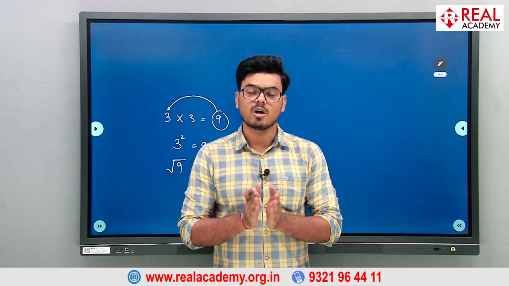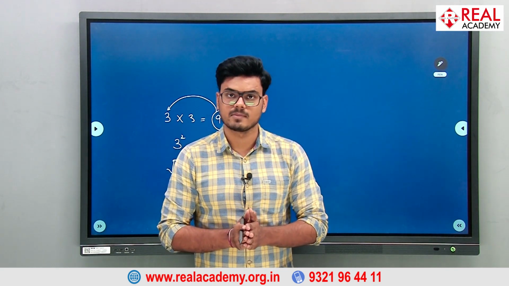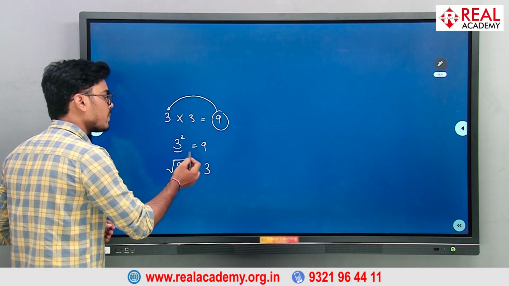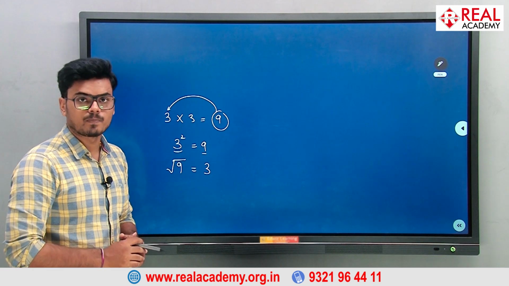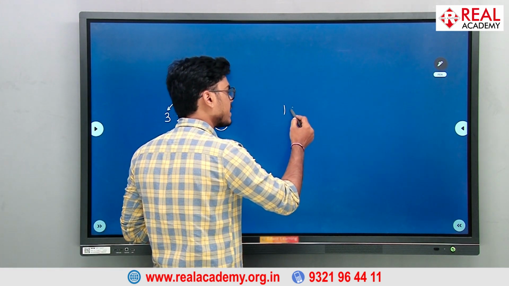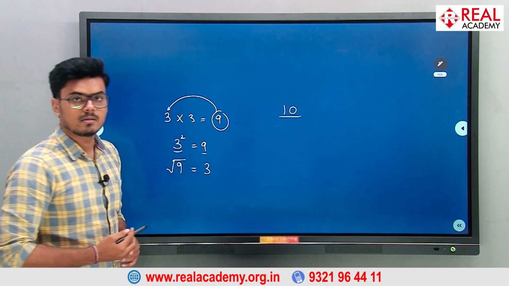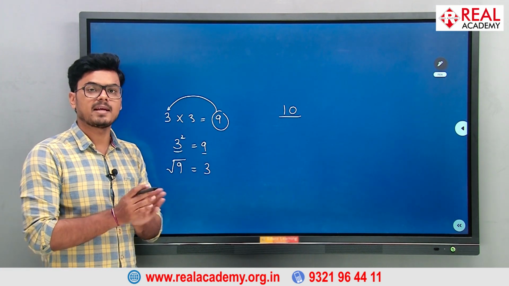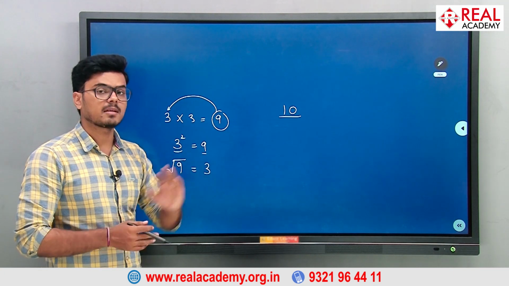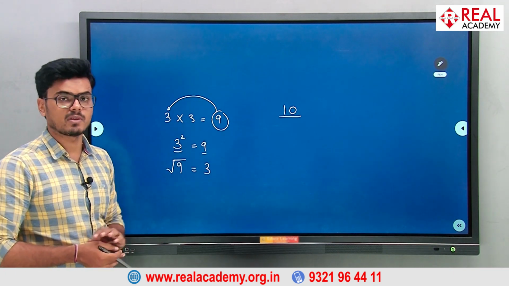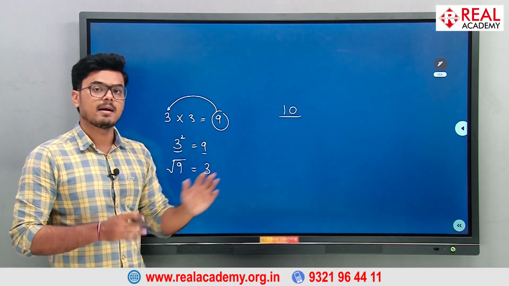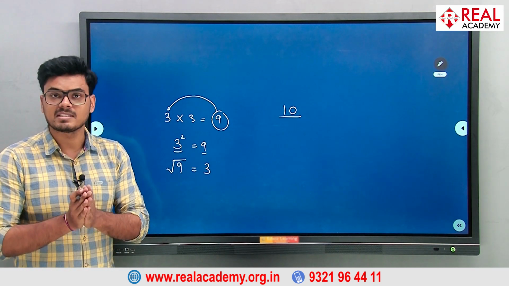Now remember, not all numbers are perfect squares. What is the meaning of perfect square? In this example, 3 square, 9 is a perfect square. But if I ask you the square root of 10, 10 is not a perfect square. There are no two integers which when multiplied together will give me the answer 10. It is not a perfect square. 3 threes are 9, 4 fours are 16. So 10 has no square root which is an integer.